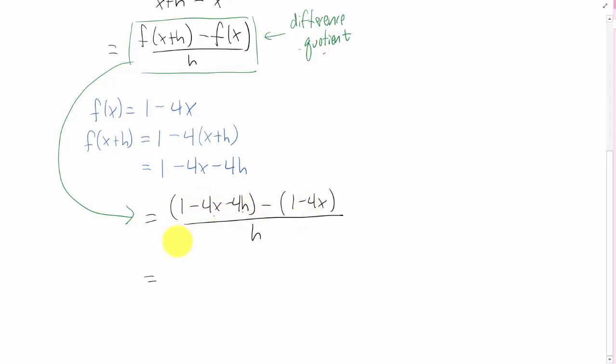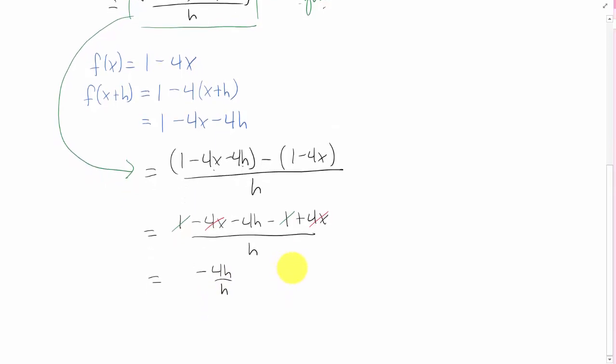Now we can simplify. You'll notice that this 1 minus 1 cancels. You'll notice that this negative 4x and this positive 4x cancel. What we're left with is negative 4h over h. Those two h's can cancel each other out, and we are just left with negative 4, and that's the answer.